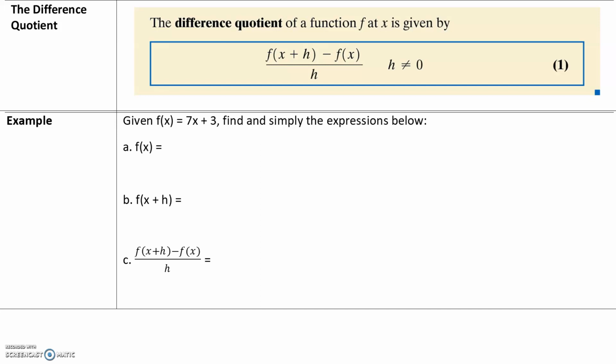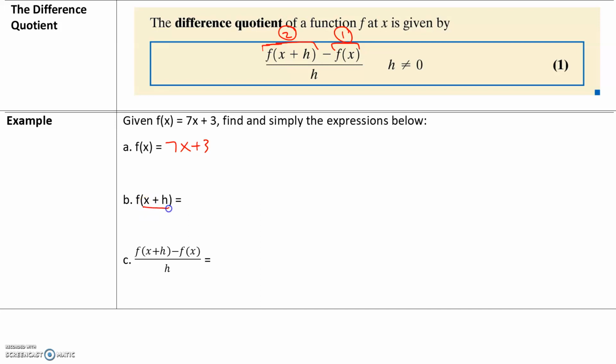We will take the difference quotient and we'll break it up into three parts. The first part being f of x, the second part being f of x plus h, and the third part putting it all together. So let's start with the easy one, f of x. Well, we know here that f of x is 7x plus 3, so there's not much work to do there. Next, let's find what is f of x plus h.